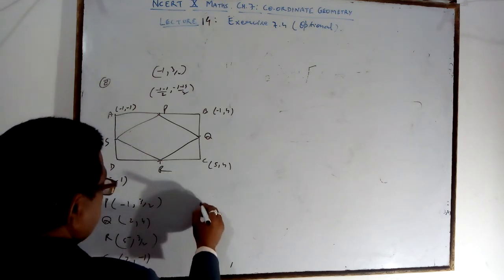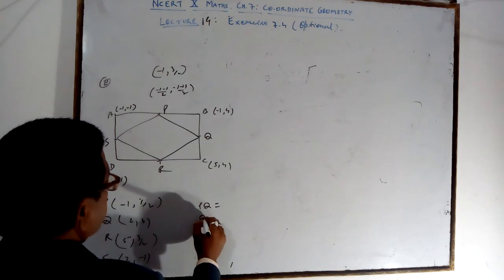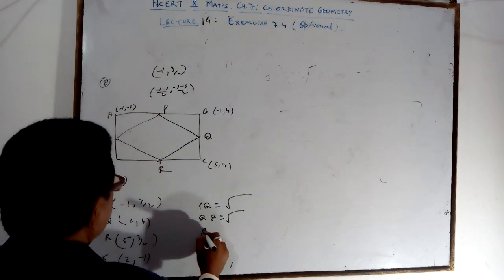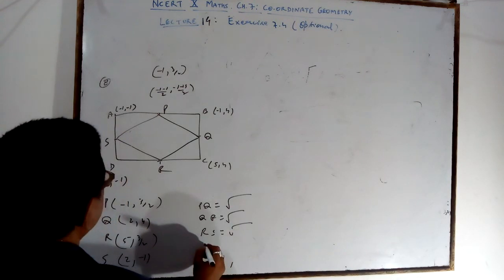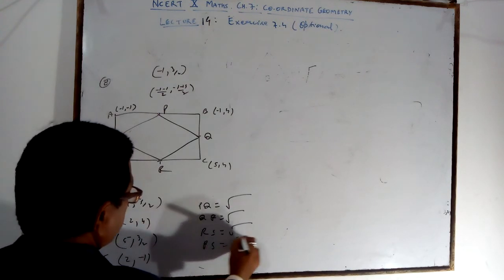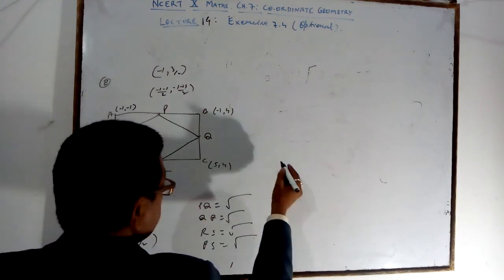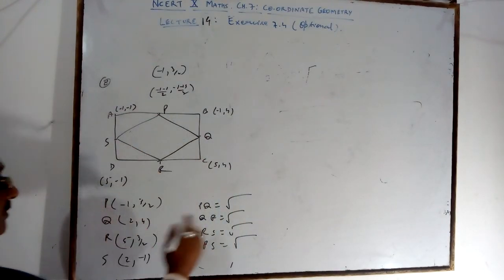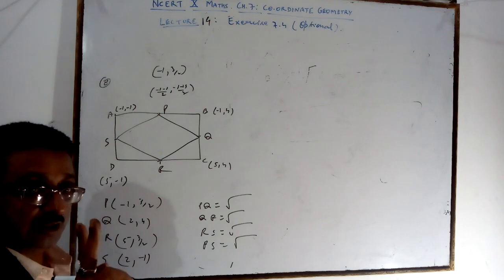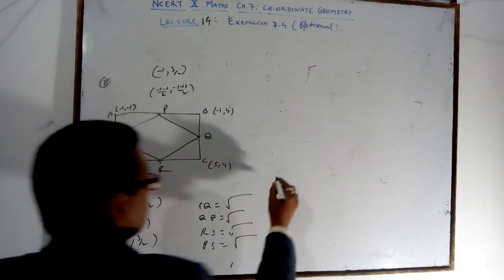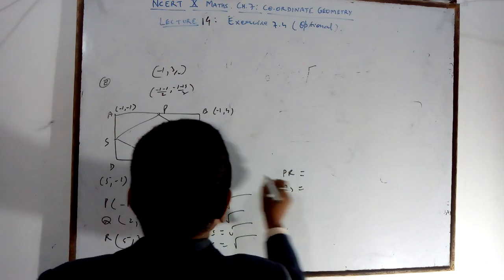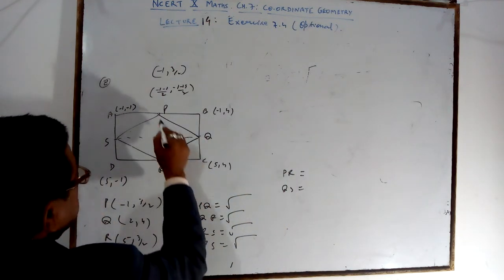So you find out PQ by the distance formula, QR by the distance formula, RS by the distance formula, and PS by the distance formula. You will get all the distances equal. Then it has two options: it will be a square or a rhombus. Then find out the diagonals PR and QS.